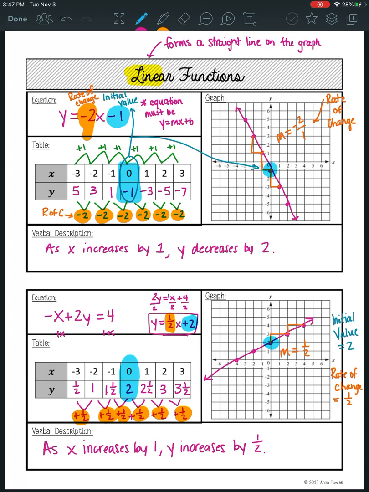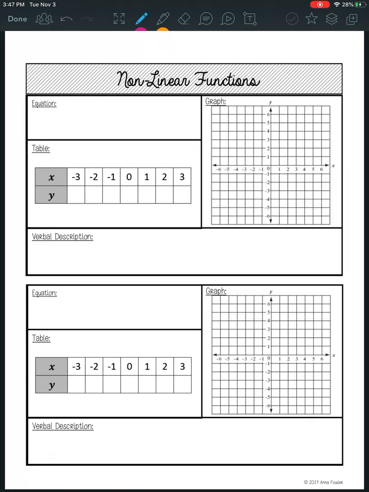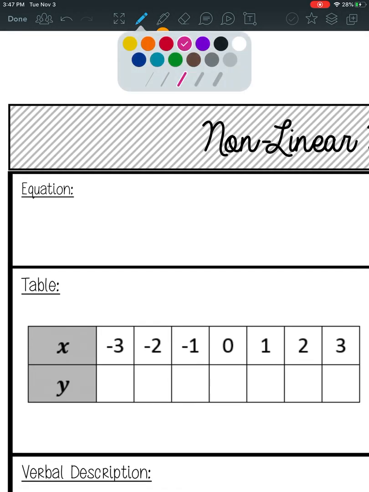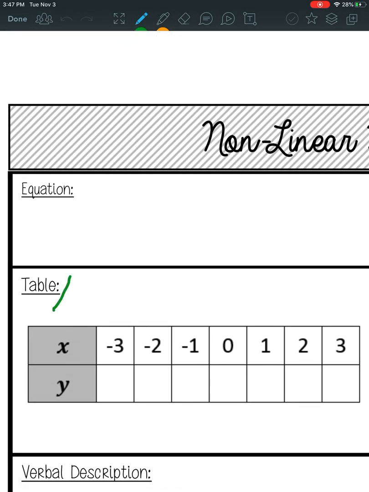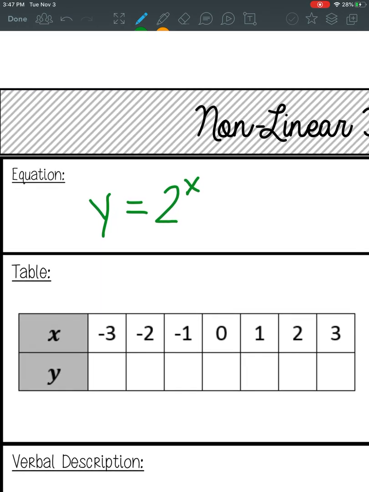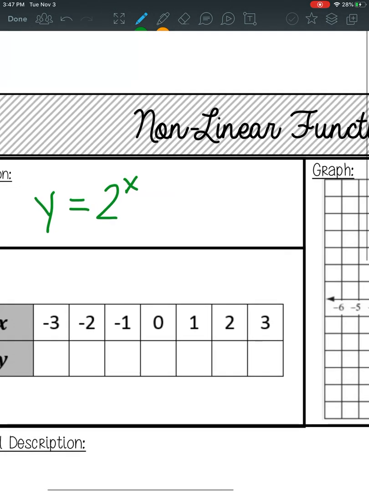Okay, so those are examples of linear functions. Be able to identify from all types of those examples, an equation, a table, and a graph. Now, the second page, let's look at some nonlinear. I'm just going to show you that if we have an equation where the variable x is the exponent, we're going to see that it does not form a straight line on the graph.